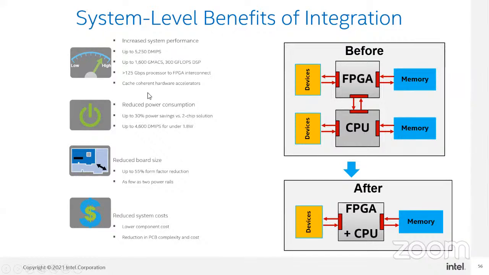First thing, increased system performance. Second, reduced power consumption, because when all are integrated as an IP core based system on chip design, the amount of power consumed should always be lesser. Third one, reduced board size. And the fourth one is reduced system cost. So you can see that you are getting higher system performance, reduced power consumption, reduced board size, and reduced system cost.